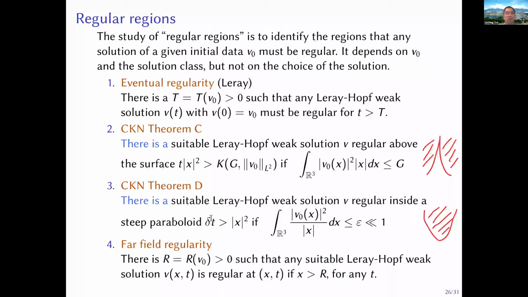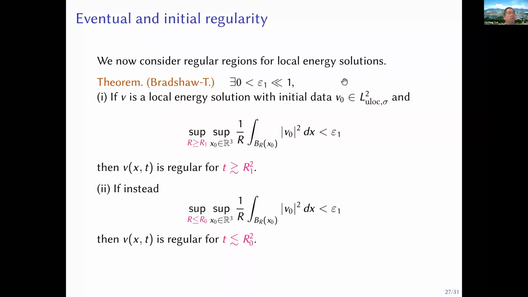And so now I want to mention the results we had. So the first one is work with Zhang. So we have a small parameter epsilon one. So if v is a local energy solution, and then if this sup here is less than epsilon one. So now, what is this sup? We look at this scaled L2 norm. So this is scale invariant. We can look at this scaled norm over radius R, and we take the sup over x naught.